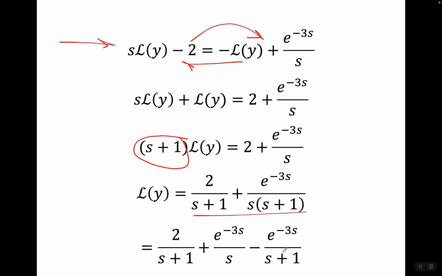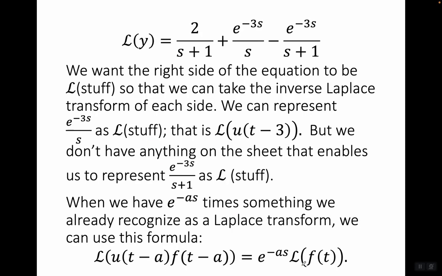If we were to use partial fractions, we'd be able to express it like this: 2 over s plus 1, plus e to the negative 3s over s, minus e to the negative 3s over s plus 1. Okay, so lastly, we just want to take the inverse Laplace transform of both sides. So we want this stuff on the right side of the equation to be a Laplace transform of stuff. We can express e to the negative 3s over s as the Laplace transform of stuff. That's good. That's just u(t minus 3).